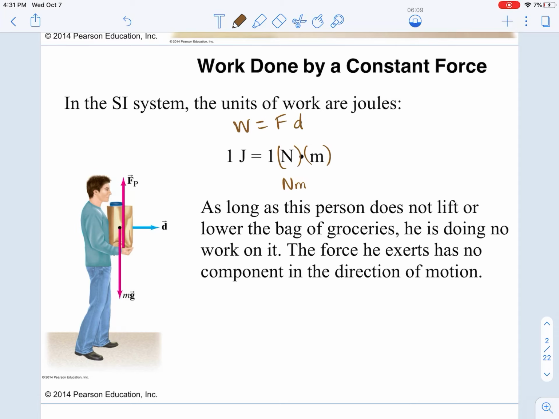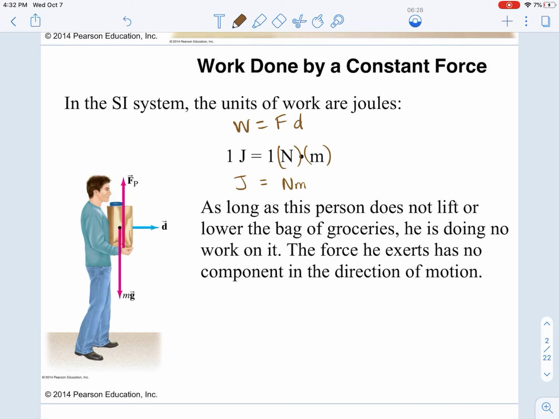We will say here that a Newton meter will be referred to as a joule, and we're going to write that with a capital J for our unit. You may get some questions where we give you values in Newton meters, so I just want to make sure that everybody is aware that that is the same thing as a joule.